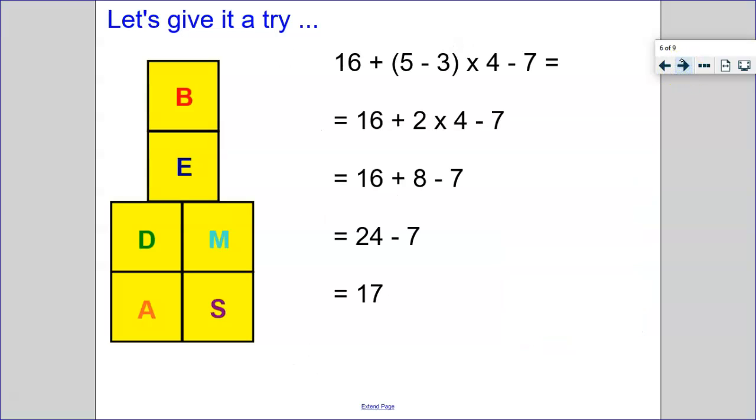Next up, here we have brackets, so they go first. 5 minus 3 is 2. Rewrite every other part of the question. Then comes multiplication. 4 times 2 is 8. Rewrite other components of the question. Then we do the addition. 24 minus 7. Subtraction. Answer is 17.